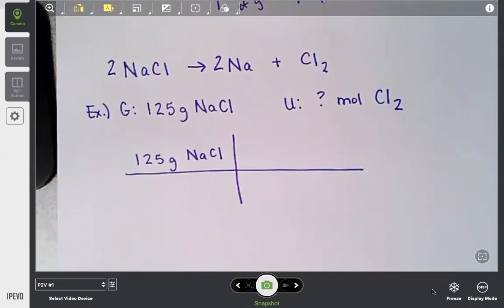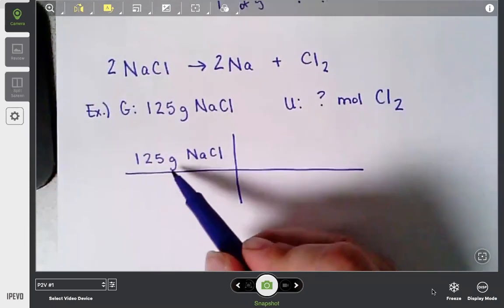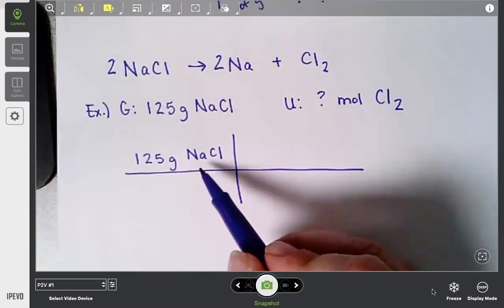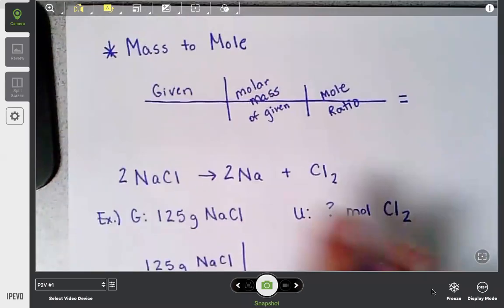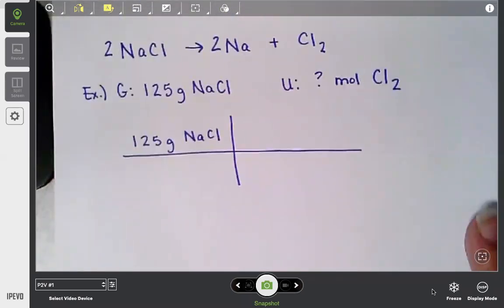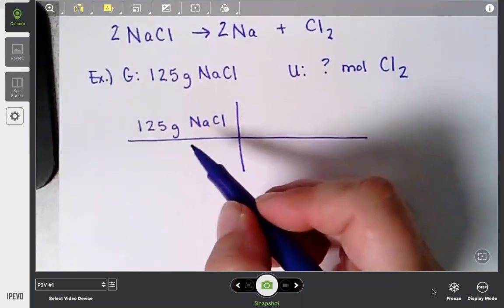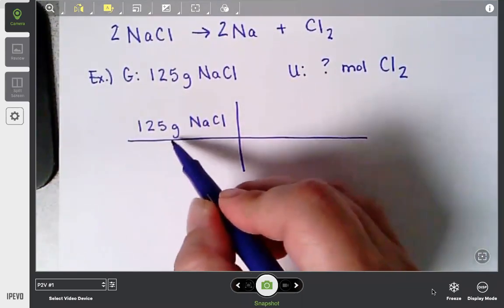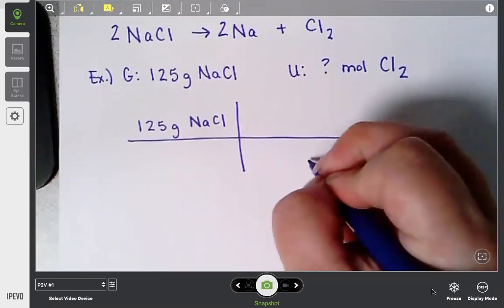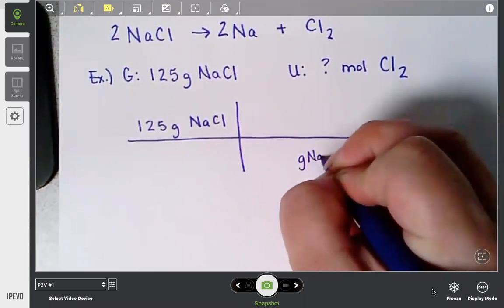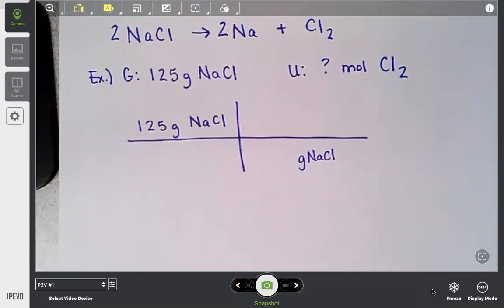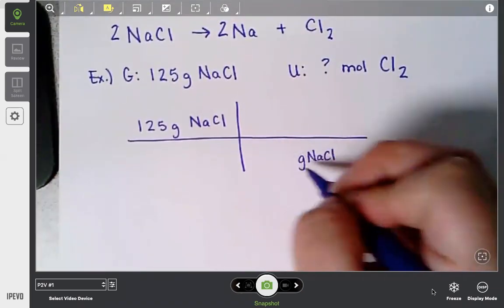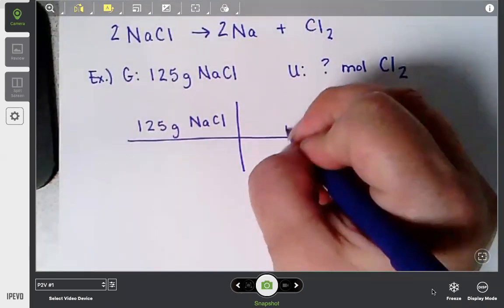The rules of dimensional analysis have not changed. What has to be here? Grams. So even if you don't memorize this pathway, if you know the process of dimensional analysis, which you should, I have grams, so I've got to have grams of NaCl down here. I'm either going to be using a mole ratio, which is moles and moles, or molar mass, which is mass and moles. And in this case, this is mass, and so it's going to be moles.